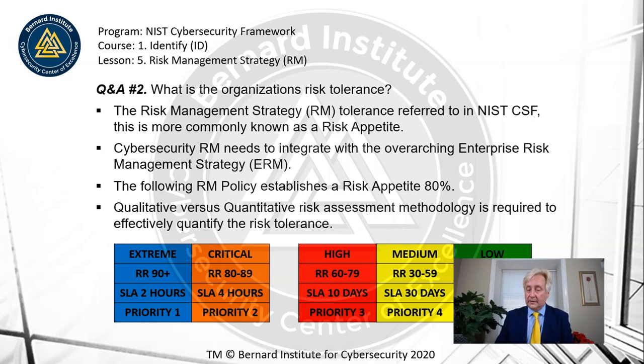Critical needs to be solved in 4 hours. They're priority 2. And high is a priority 3, medium is a priority 4, and low is a priority 5. And this is where you establish your risk appetite. So extreme and critical get treated right away, whereas high, medium, and low get put into a list of things to do with a date on them.